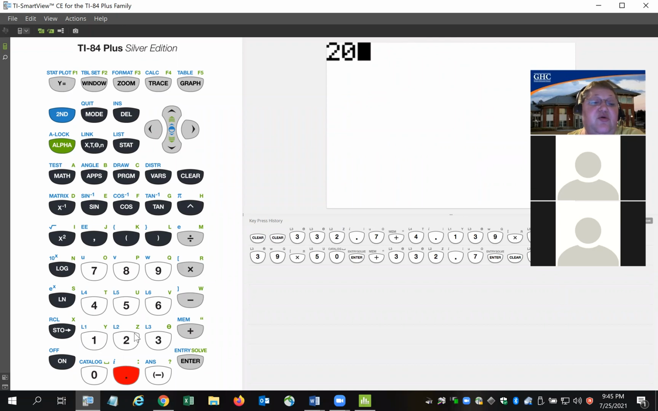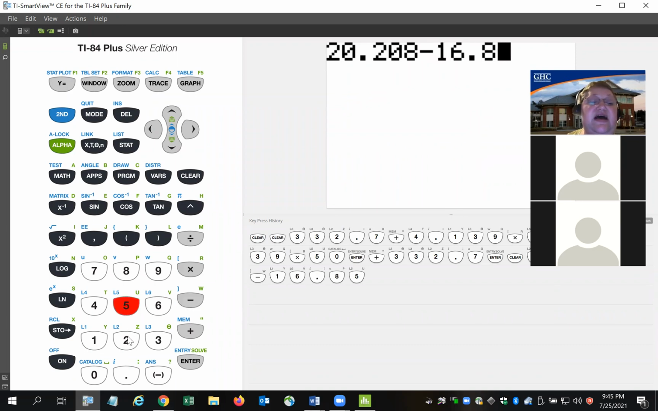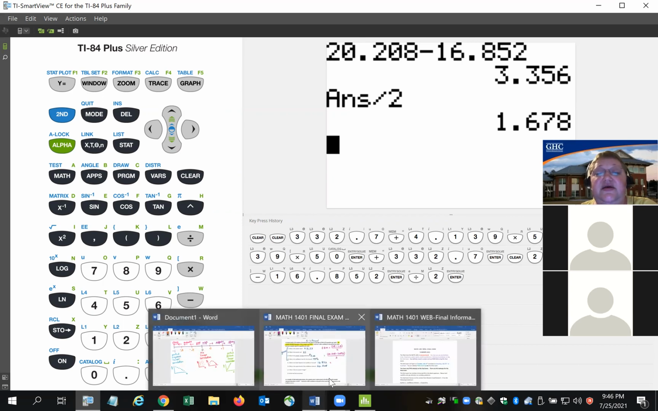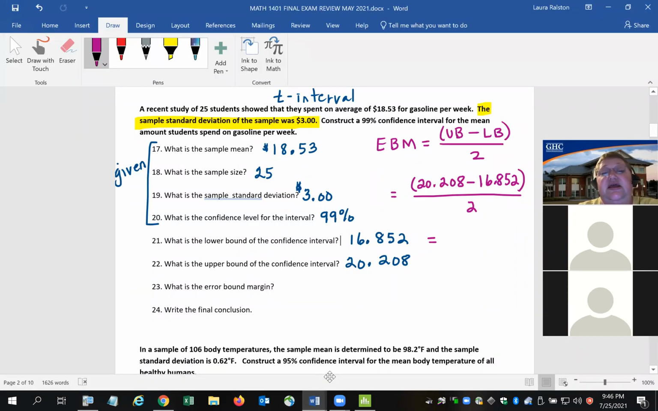So we do 20.208 minus 16.852. We enter. We get 3.356, and then we divide by 2. So we end up with 1.678. So my error bound margin is 1.678. We had 3.356 divided by 2.